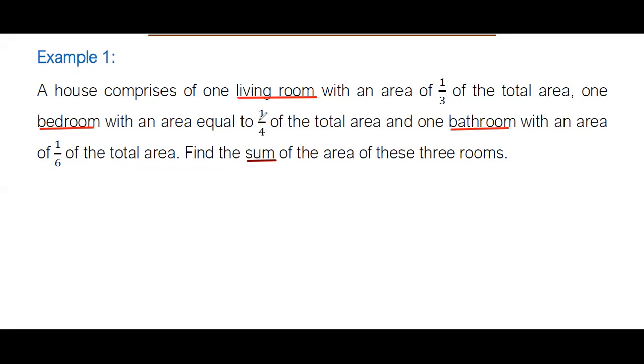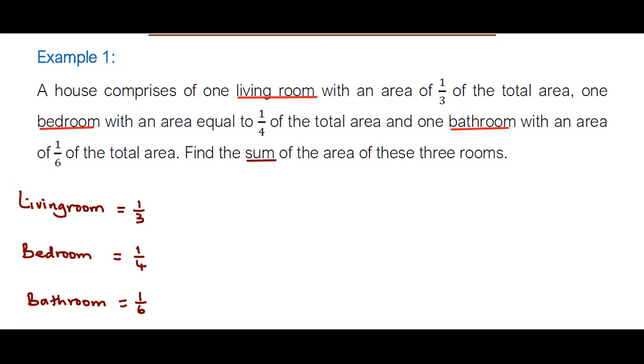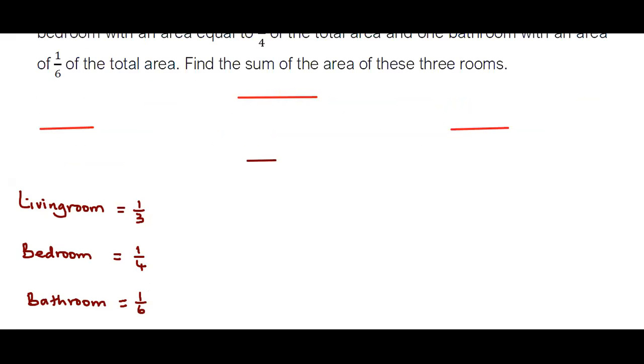So you can see that we have the living room. What fraction is for the living room? 1 out of 3. Next, we have the bedroom. What fraction is for the bedroom? 1 out of 4 of the total area. Then what fraction is for the bathroom? 1 out of 6. Okay. Now, this is the area that we have got.